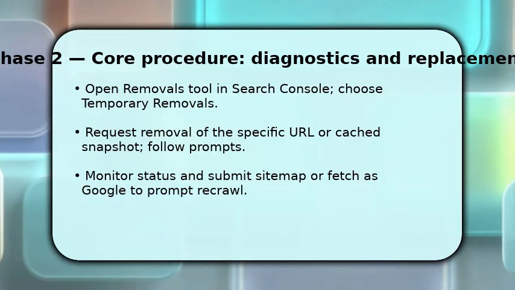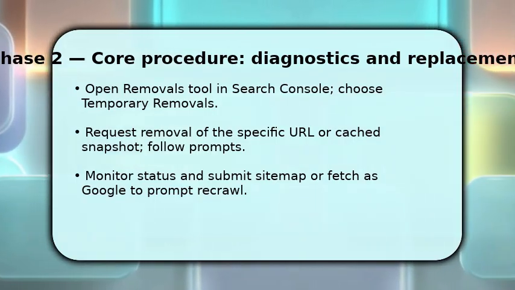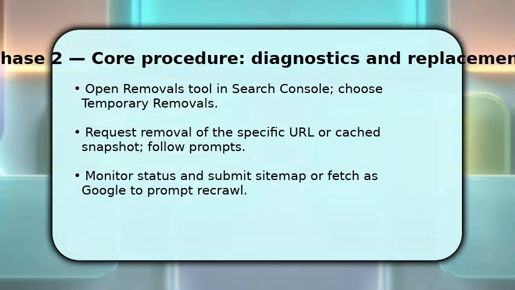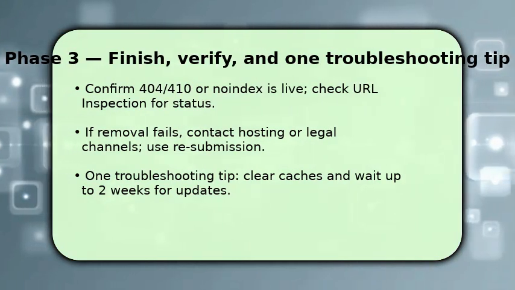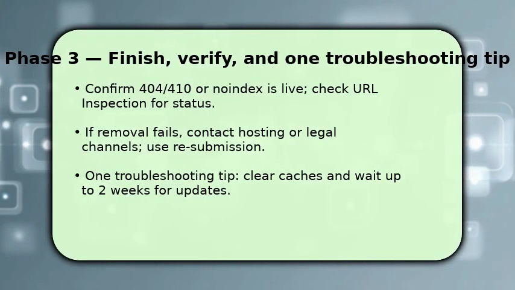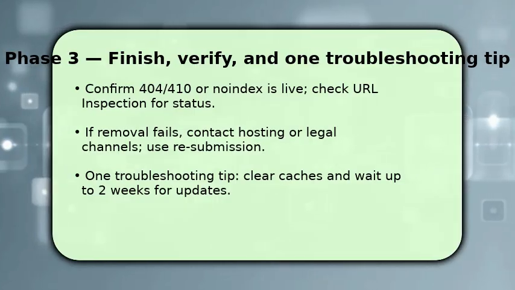Submit an updated sitemap, or use URL inspection and request indexing so the permanent source change is detected. Finish by confirming the URL returns a 404 or 410, or that a noindex meta is present, then use URL inspection to verify Google sees the change.